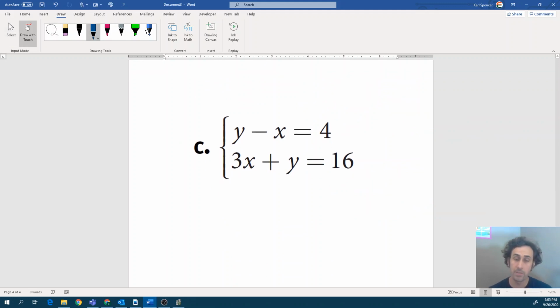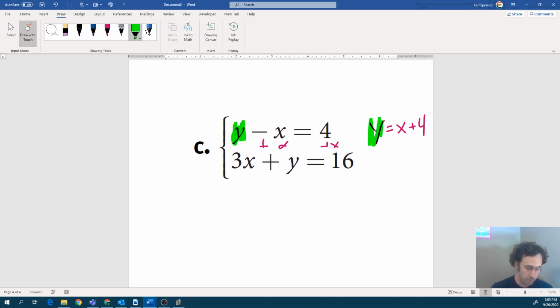Again, is there a variable by itself? No, there is not. So let's get one by itself. Which one do you want to get by yourself? Completely up to you. I like to try to find a variable that has a coefficient of 1. It's positive. So personally, I would try to get that first y by itself. To get that first y by itself, I'm going to add the x over. And that first equation turns into y equals x plus 4.